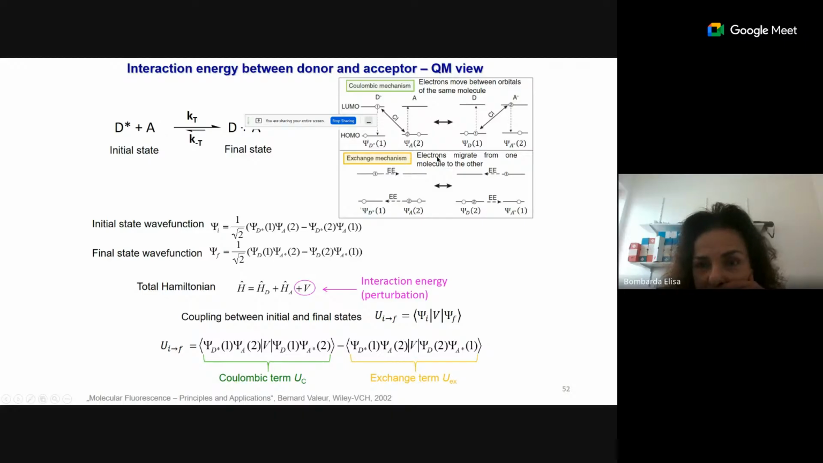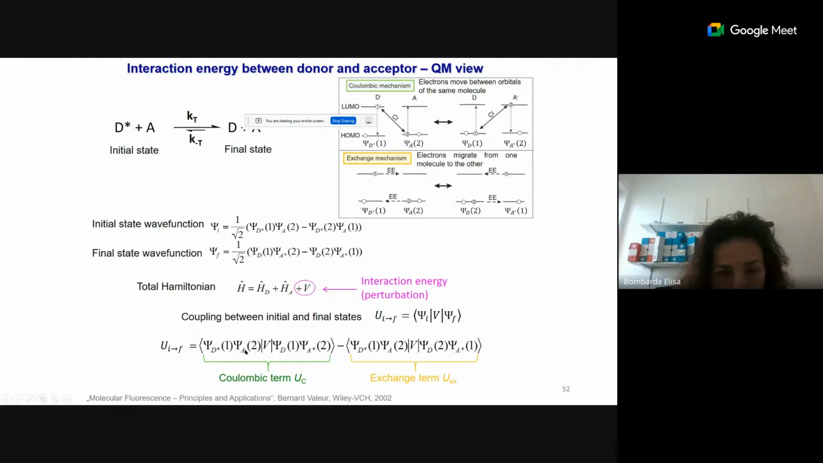In the exchange mechanism, instead, electrons migrate from one molecule to the other. So it will be practically the electron of the donor that is in the excited state goes directly to the excited state of the acceptor, and the electron of the acceptor, which is in the ground state, goes directly to the ground state of the donor. So back and forth. That's the two effects.